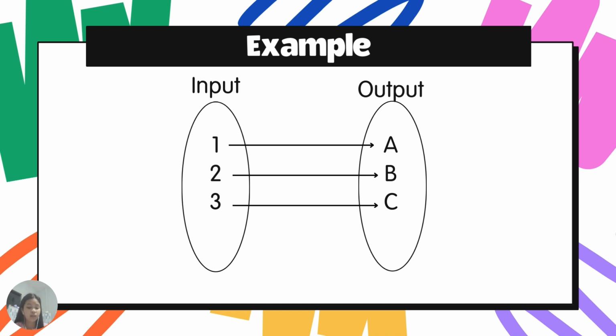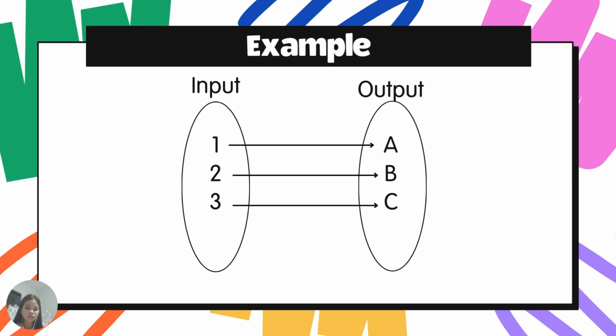Watch carefully. Where do the arrows start? So this right here is our ordered pair. Where do the arrows start? That is your domain. And where do the arrows end? That is your range. We can clearly see that 1 right here has a range of A, 2 right here has a range of B, while 3 right here has a range of C.